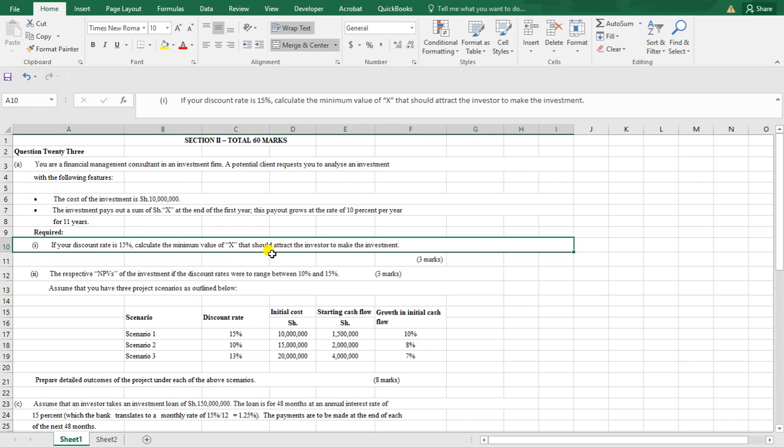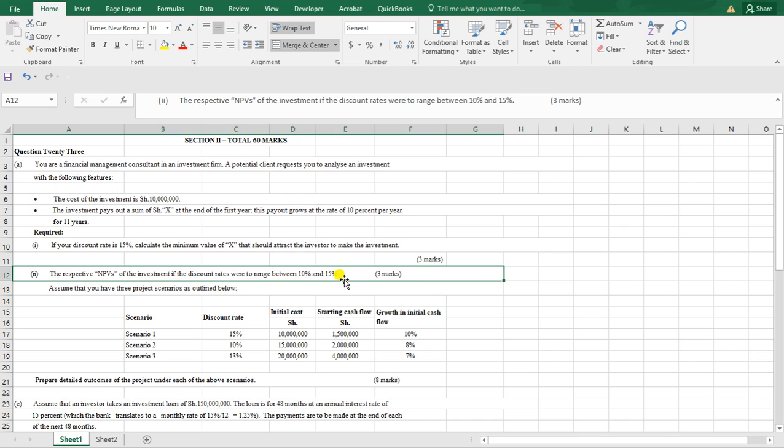Basically, we are looking at the concept of NPV. And NPV talks about what? The aspect of my NPV is equal to 0. Okay? So once we have that case, these are now what we should be having. We are talking of part 2. The respective NPVs of the investment if the discount rates were to range between 10% and 15%. So I'm looking at one variable that is changing. So ideally here, the concept of one variable data table should click at the back of our mind, right?